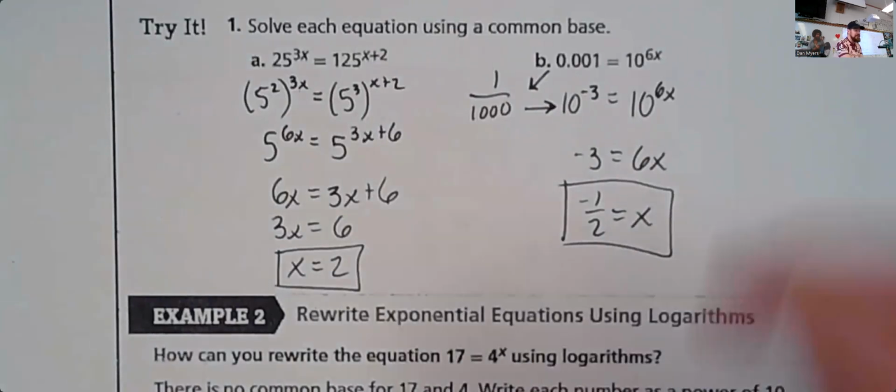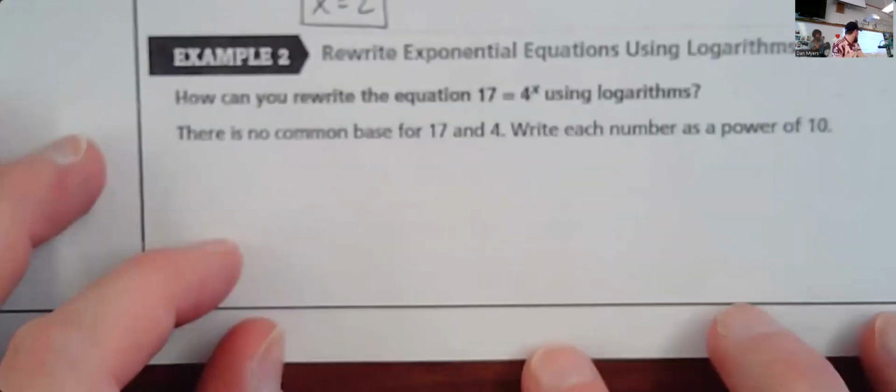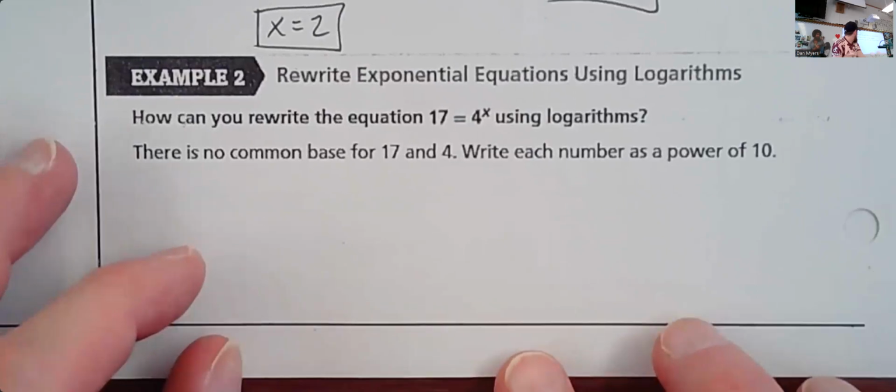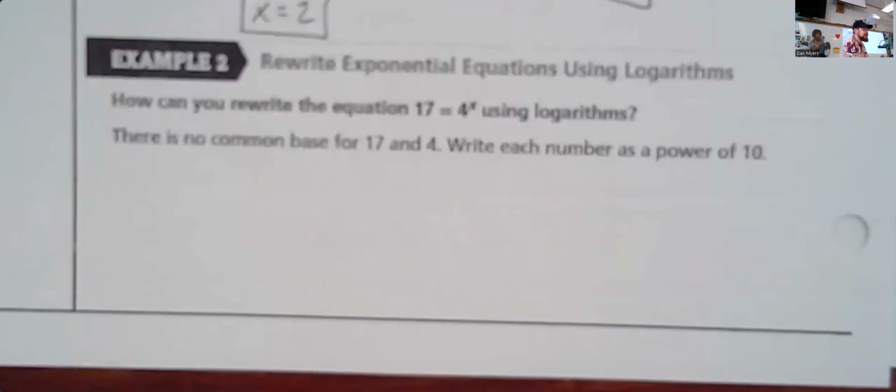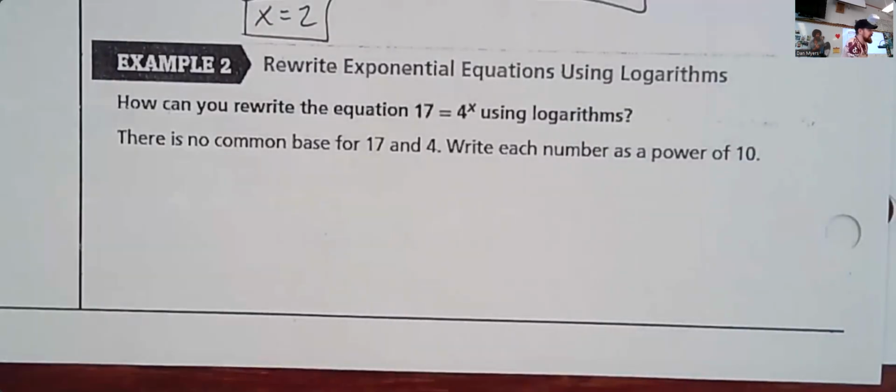Okay. If your bases are not the same, or if you can't create common bases, how could we rewrite this potentially using logarithms instead of figuring out a common base?